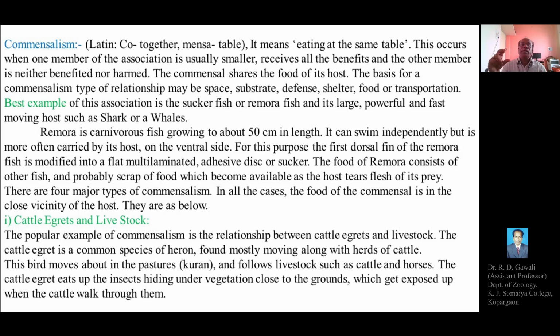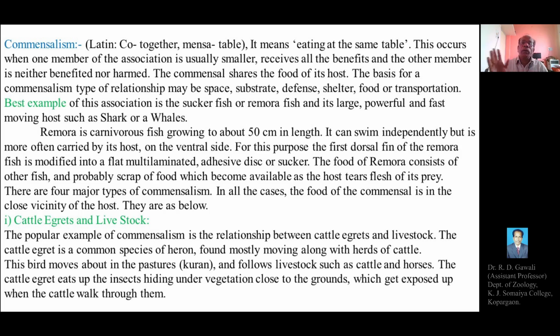So commensalism, com means together, mensa means table. This is also a loose form of relationship, where in the association, one partner always gets benefited and the other remains unbenefited and unharmed.